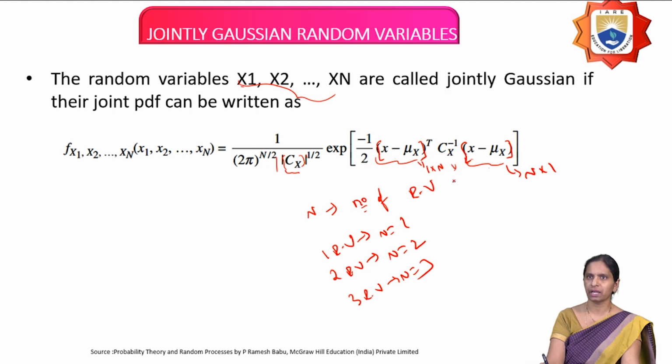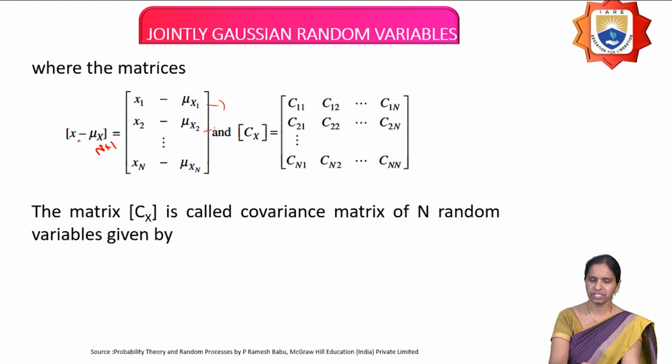And what is the size of this matrix? N cross N. If you multiply these 3, then what is the total size you are going to get? 1 by 1. Therefore, X minus mu x is nothing but an N cross 1 matrix. It means it consists of N number of rows and 1 column. So, what does the first row represent? x1 minus mu x1. So, what is x1? The particular element in the random variable x1.